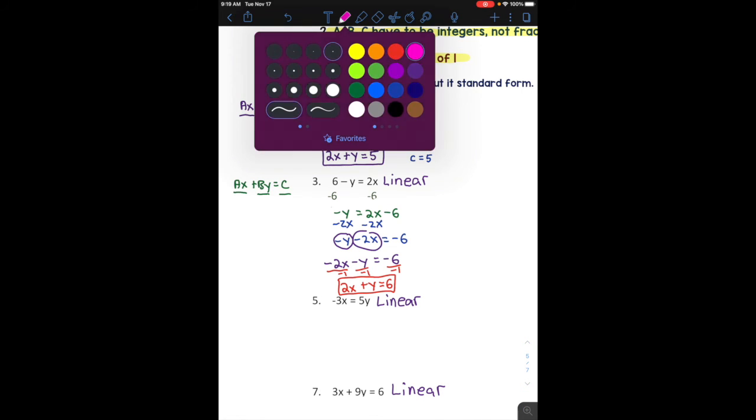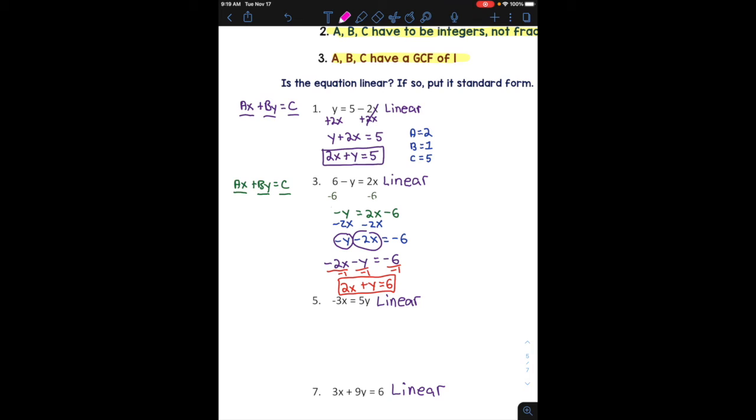What are the a, b, and c values? What are the coefficients? A is the coefficient for the x term, so that would be 2. B is the coefficient for the second term, or the term with the y in it, that would be 1 again. And c is the number to the right of the equal sign, that would be 6.